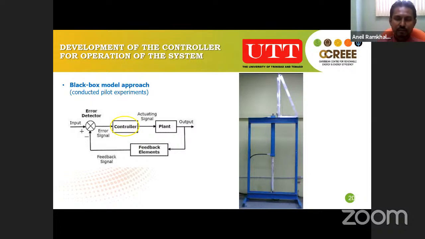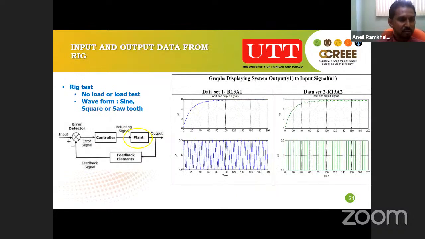So how this black box model approach works is that you send various signals to your unknown rig and observe the output. We record that input-output data and feed it into a system identification toolbox, and that toolbox provides various transfer functions that you can then test.